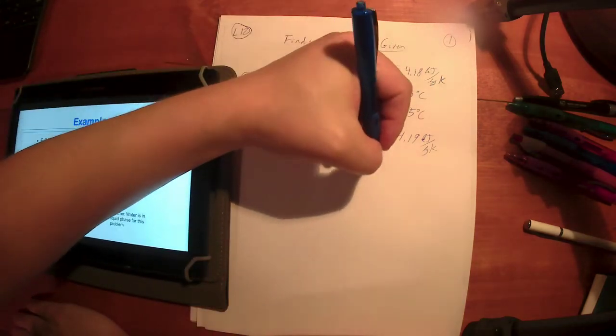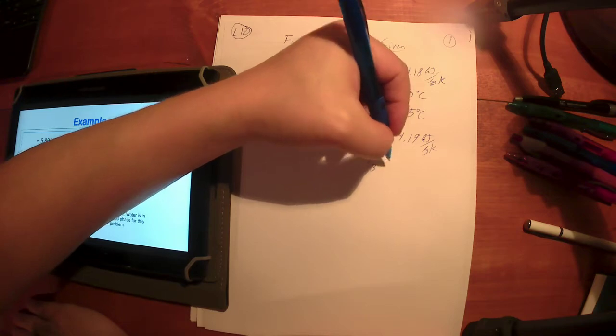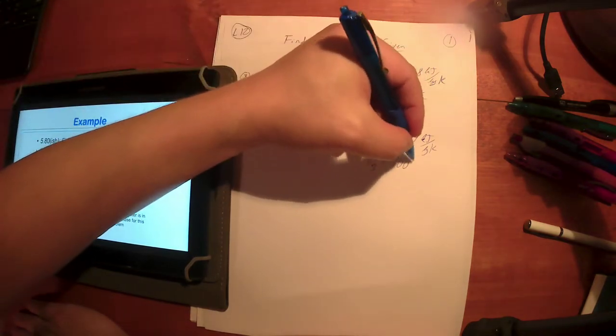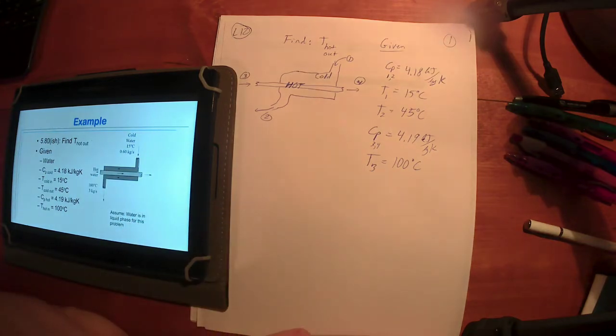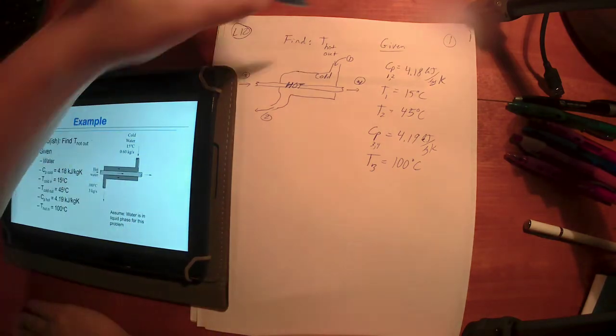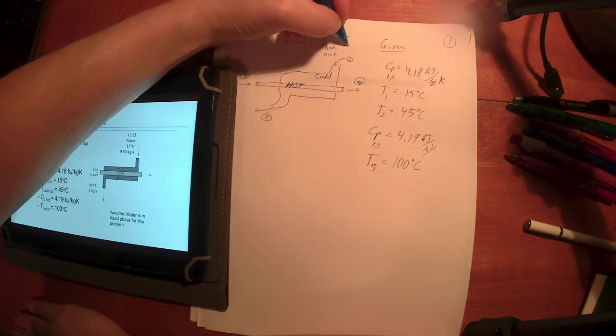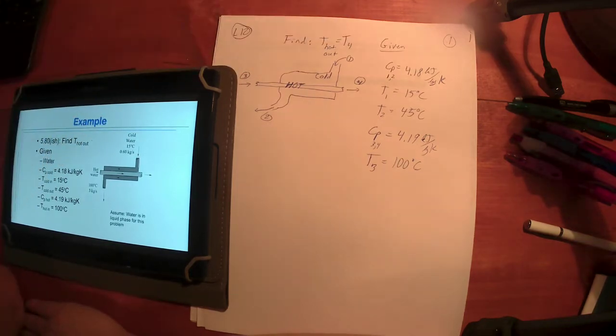The hot temperature coming in, that's T3, they said is 100 degrees C. Right? The hot water coming in, T3, 100 degrees C. They want us to find the hot out, T4 coming out.